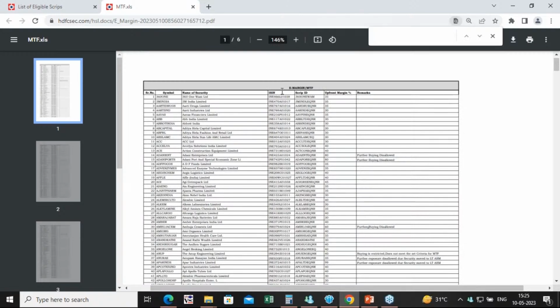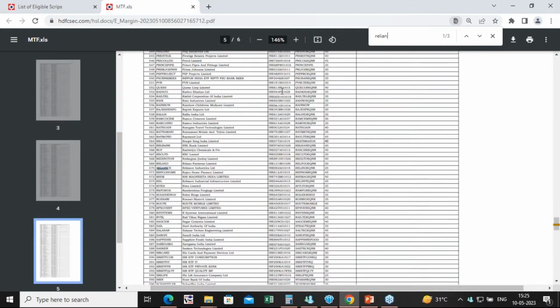Let's take the example of Reliance. I'm searching for Reliance. In Reliance Industries, initially you have to pay only 25% margin. That means if you want to take a position of 1 lakh in Reliance, you don't have to pay the full 1 lakh. You just have to pay 25,000, and the remaining 75,000 will be provided by your broker, HDFC Securities. You can take the position and hold it for up to T plus 275 days, or you can settle the position.